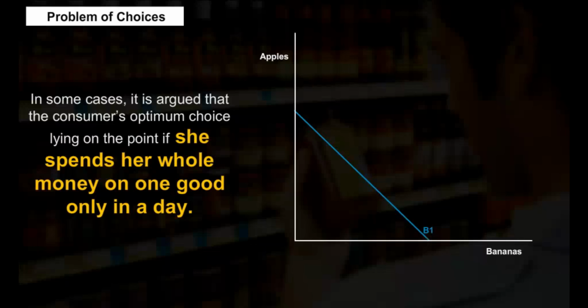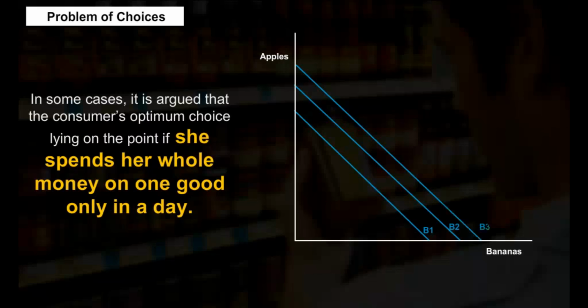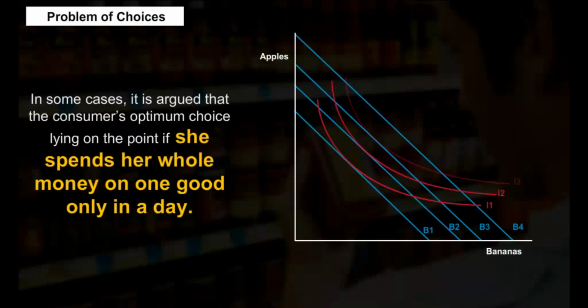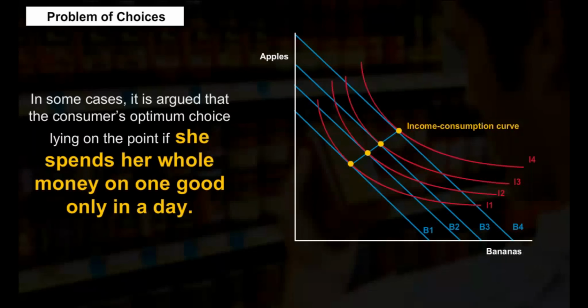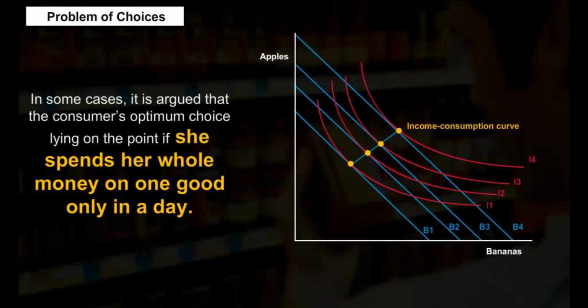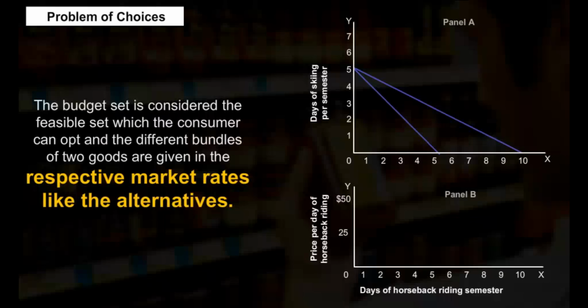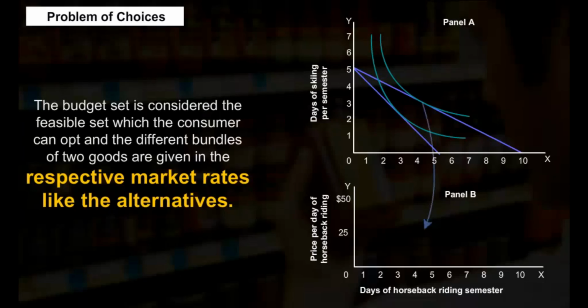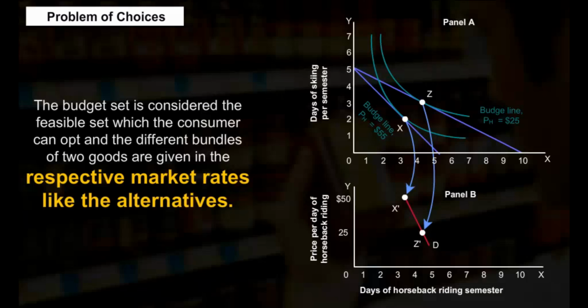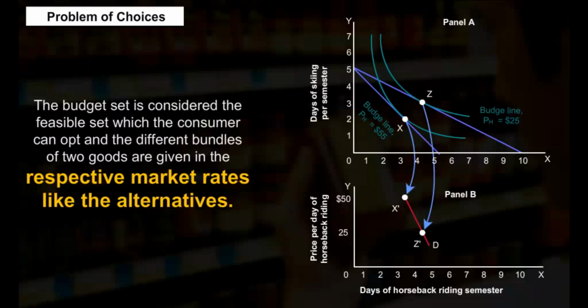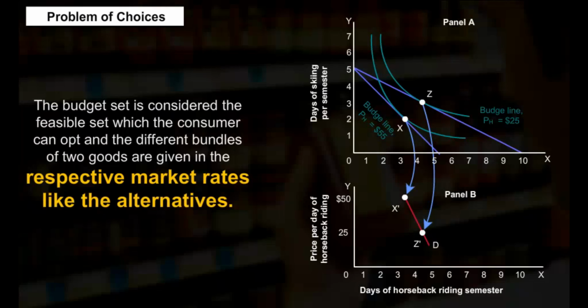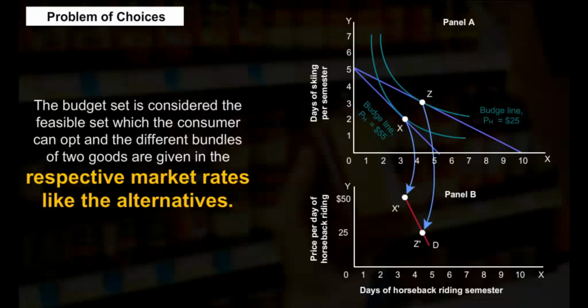Problem of choices. In some cases, it is argued that the consumer's optimum choice lies at the point where she spends her whole money on one good only in a day. The budget set is considered the feasible set which the consumer can opt for, and the different bundles of two goods are given at the respective market rates, like alternatives.